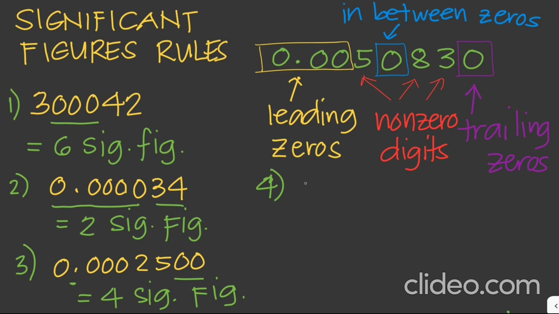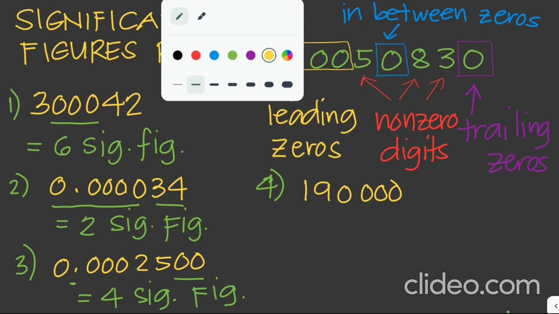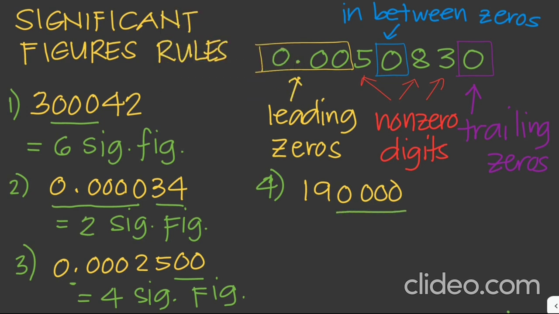Say, for example, we have 190,000. And these are our trailing zeros. So in this case, the trailing zeros are not significant. So we just have 2 significant figures or digits here. Now let's add and subtract some numbers with significant figures.